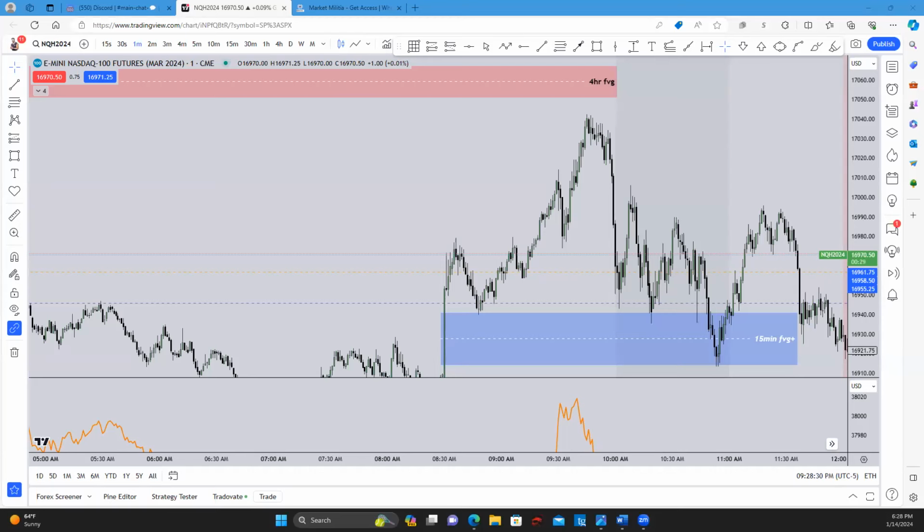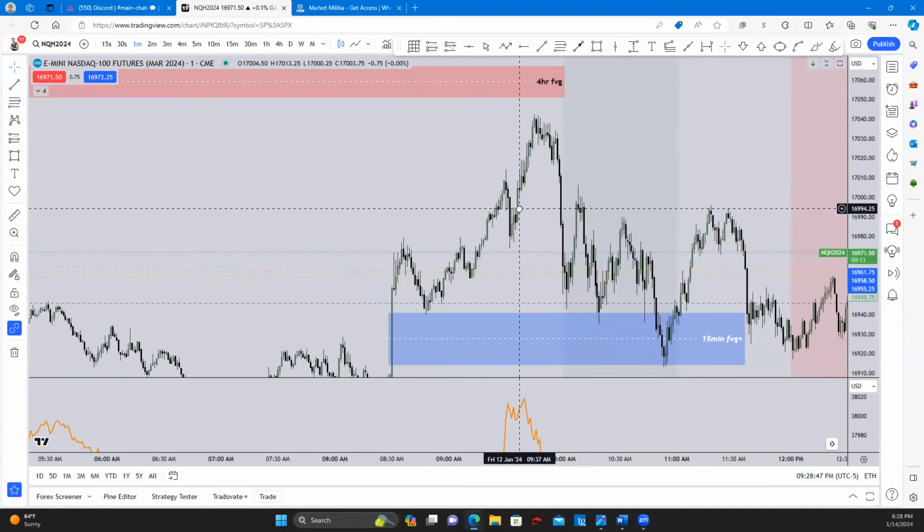Today, we're going to be talking about the silver bullet entry and setup model that we took on Friday, making about $2,200 on the NQ, on NQ futures. Here, we're going to be looking at the silver bullet window.